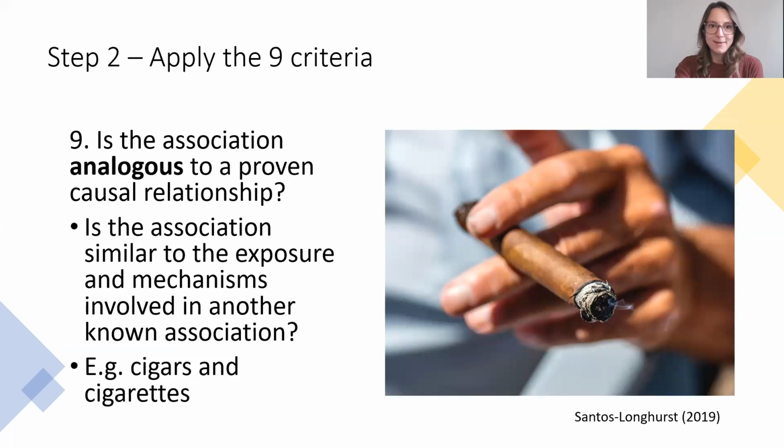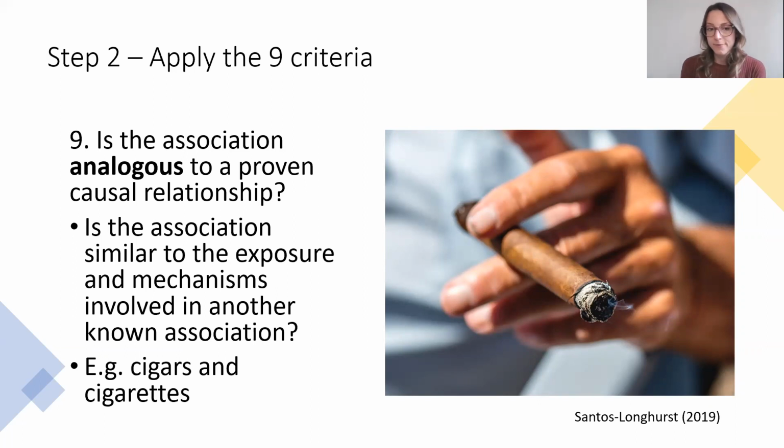Now, this brings us to the ninth and last criteria. And perfect, we still have a couple of minutes left. So the last one is whether association is analogous to a proven causal relationship. This just means whether the association is similar to an exposure or a mechanism that's already well established, or that's an already known association due to previous studies.